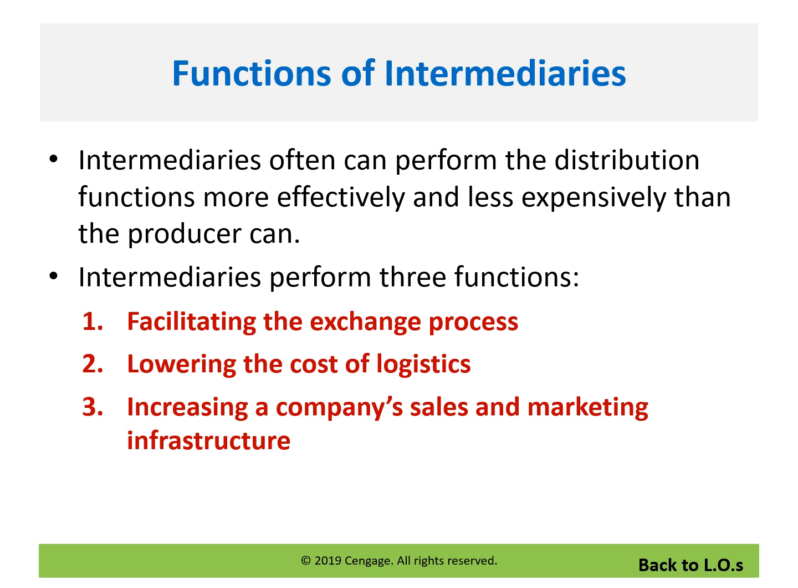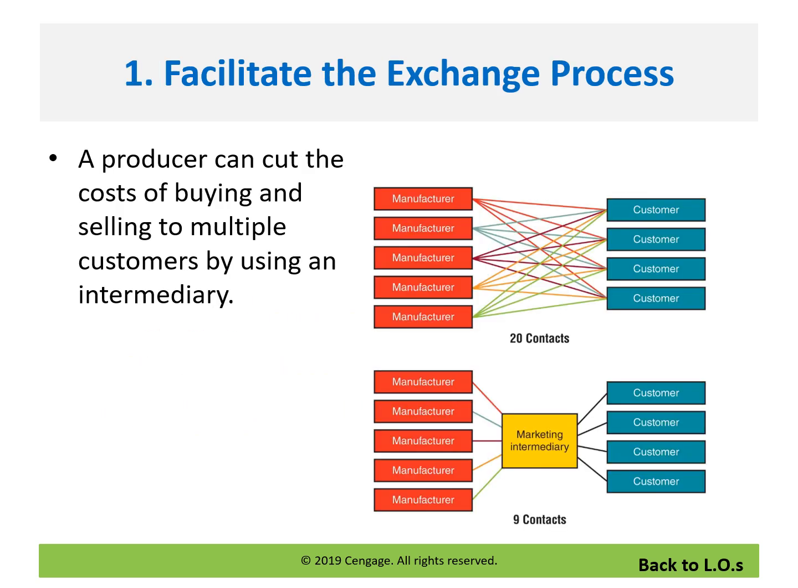Functions of intermediaries. Intermediaries often can perform the distribution functions more effectively and less expensively than the producer can. Intermediaries perform three functions, namely, first, facilitating the exchange process, second, lowering the cost of logistics, and third, increasing a company's sales and marketing infrastructure.